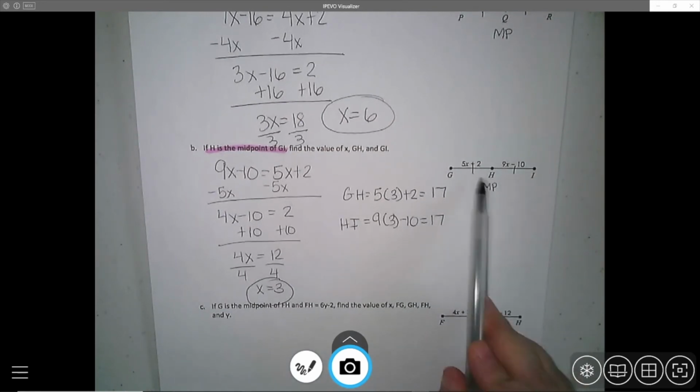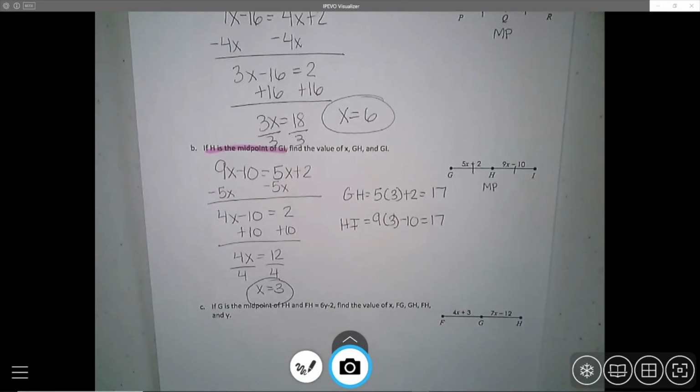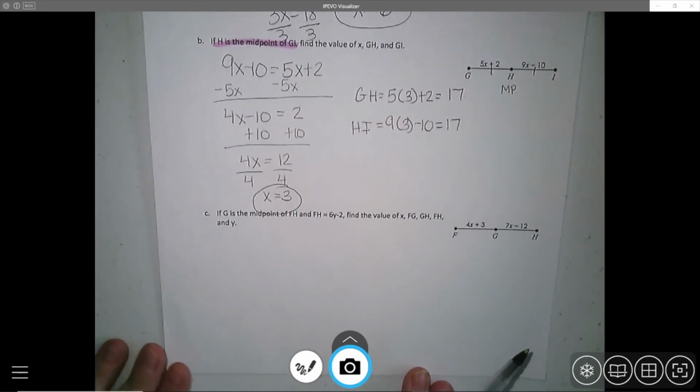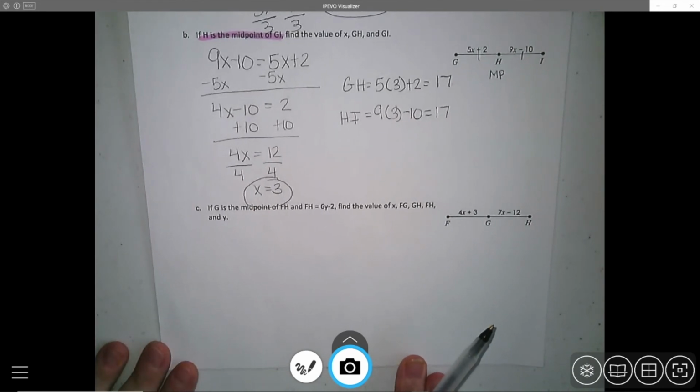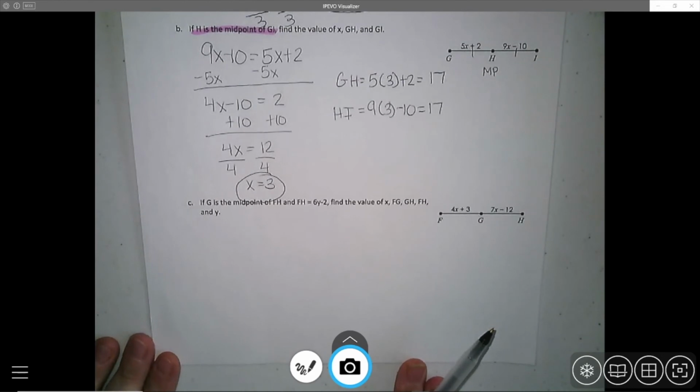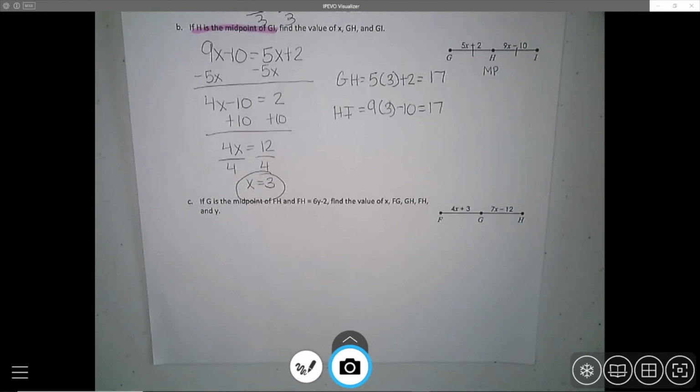Since they both have a tick mark, remember, tick marks mean they have the same length, the same distance. So they both better be 17 for the length or the distance. Okay, then here, C is the hardest problem on this whole lesson. I'm challenging you a little bit because they have both an X and a Y.